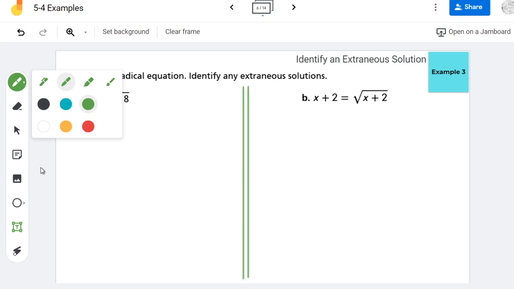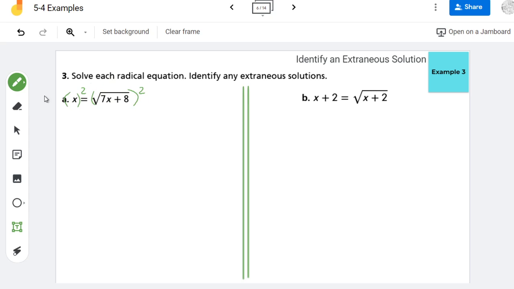Alright, so now that we're done laughing, let's go ahead and look at this one. So remember, our rule to get rid of radicals is to always isolate the radical first. Because the square root here is already alone, I can go ahead and raise both sides of this equation to the second power and get rid of that radical.